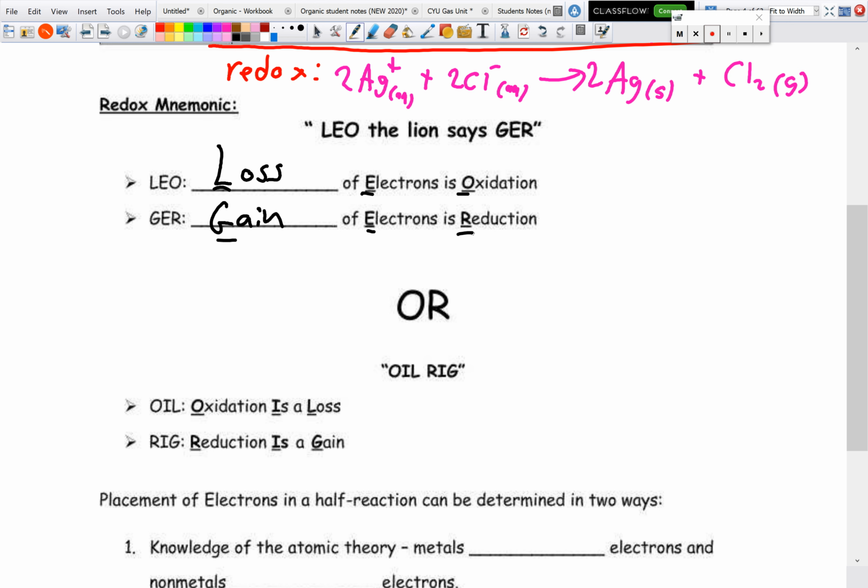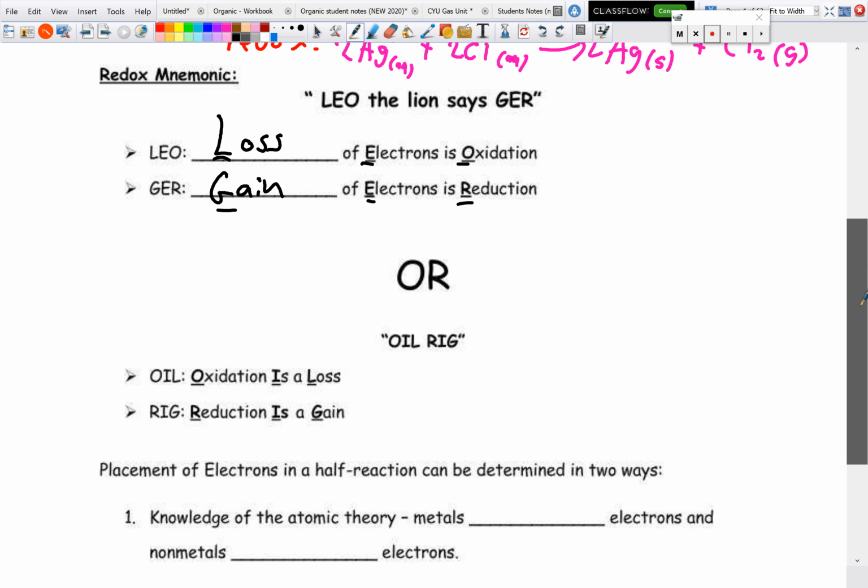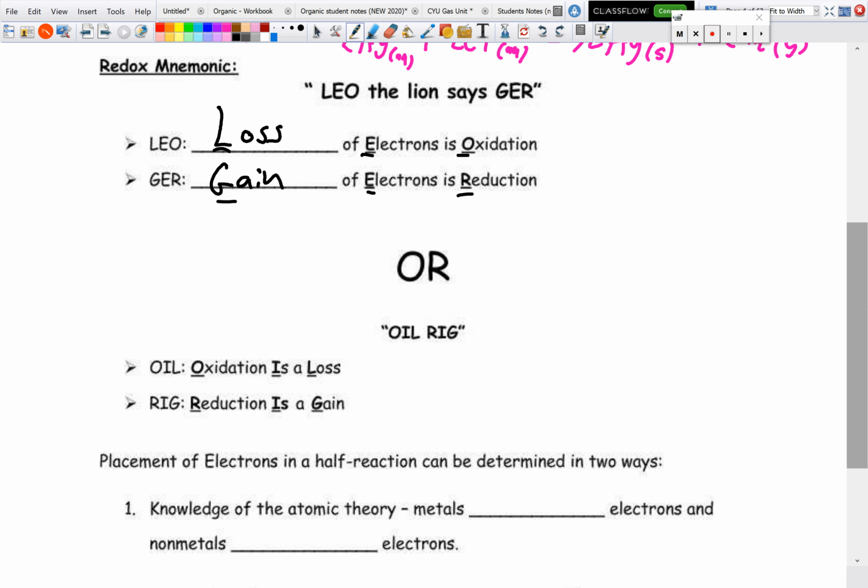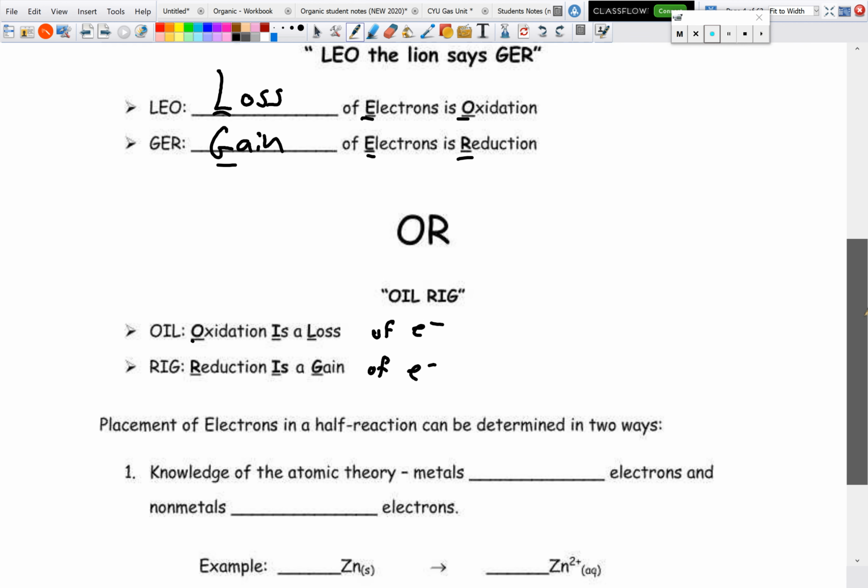So that's one mnemonic phrase you can remember, or you can remember oil rig, O-I-L-R-I-G, where in oil, oxidation is a loss, of course, of electrons. And in rig, R-I-G, reduction is a gain, of course, of electrons. So whichever mnemonic phrase will help you get these processes of oxidation and reduction stuck in your head, you can use either one. Or if you can think of one on your own, you can as well.